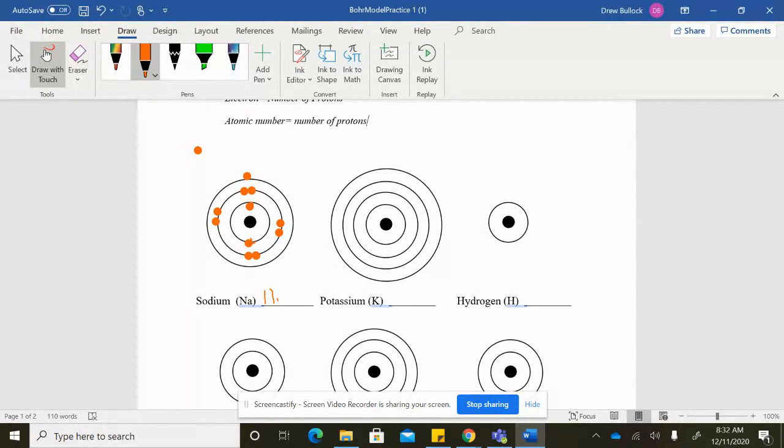Okay, all right. If you need more help with this, remember it's only 2 on the first shell, and then the rest of the shells each have 8.